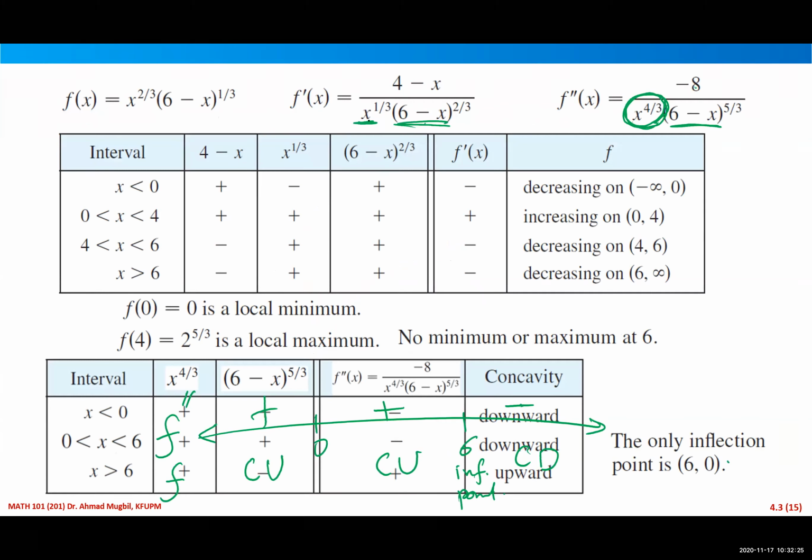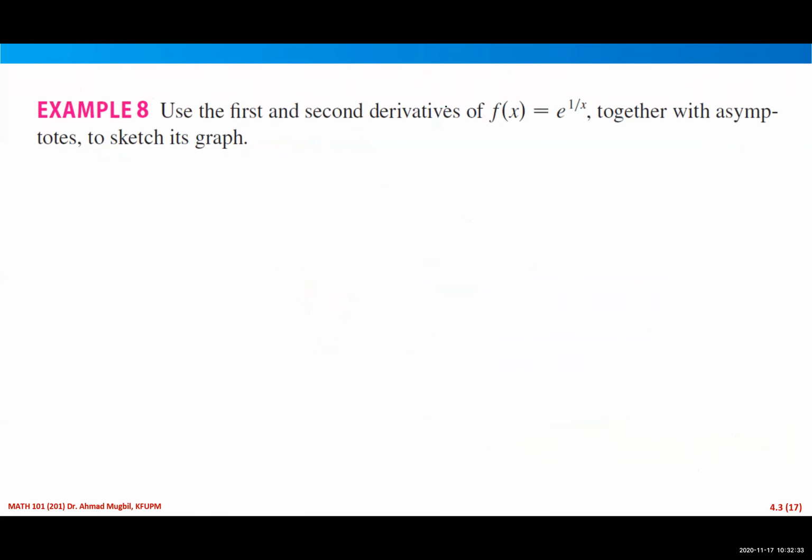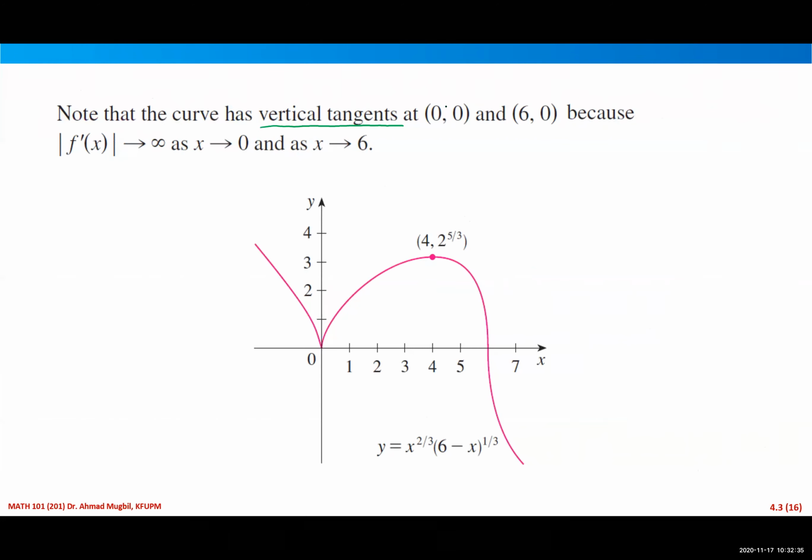So at these two numbers, we have vertical tangents. When the first derivative is undefined, does not exist, we have a vertical tangent. So here the graph should have a vertical tangent at 0. So it has a corner there or a vertical tangent like this.